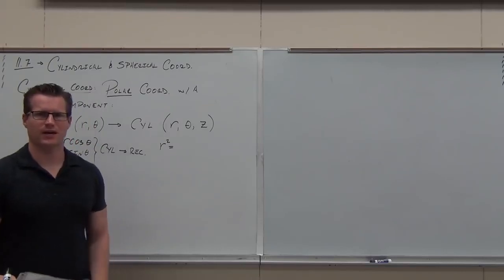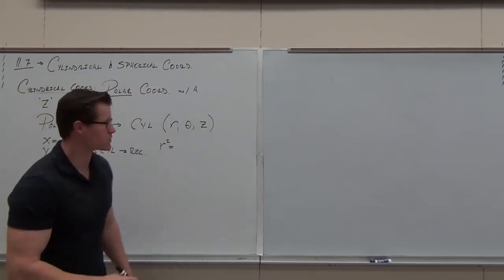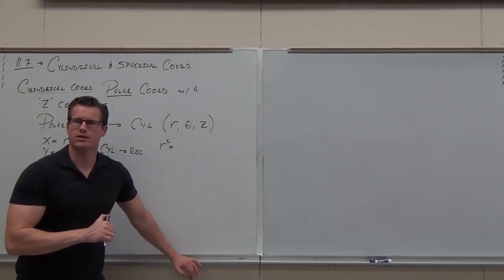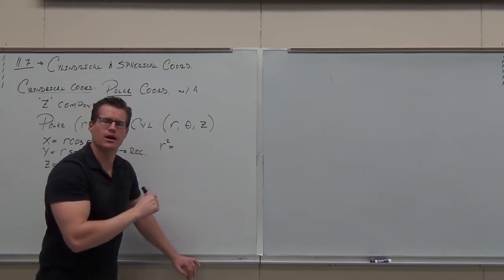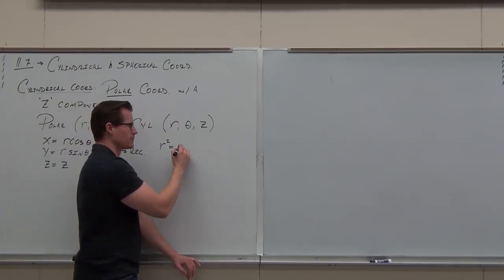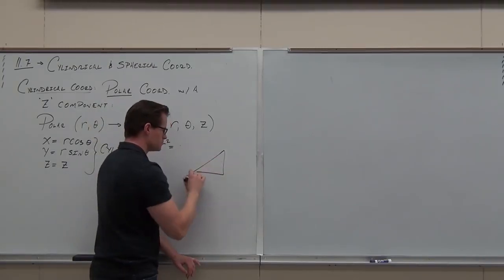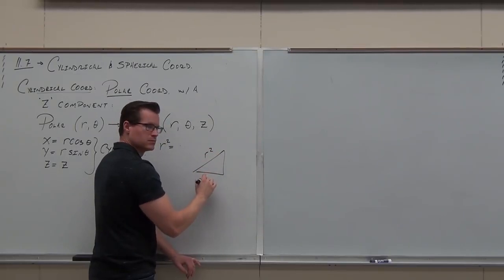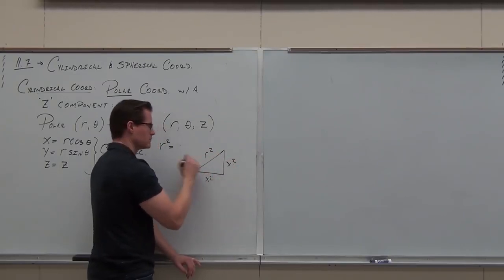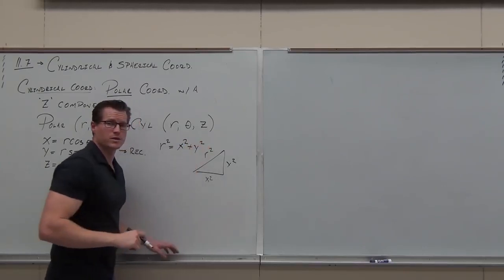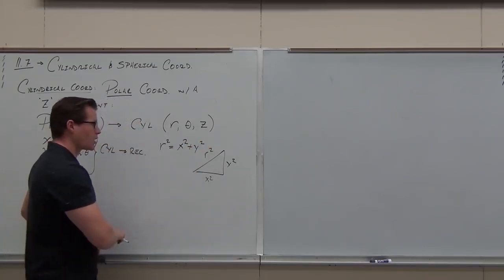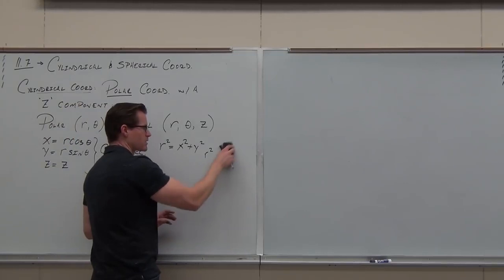This is just Pythagorean identities, right triangle trigonometry. Do you remember how much r squared is? If r's the little radius, the hypotenuse, if you will, how much would it be? R would be the square root, but r squared would be x squared plus y squared.